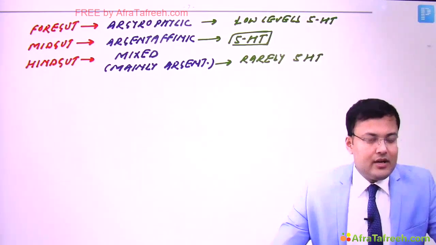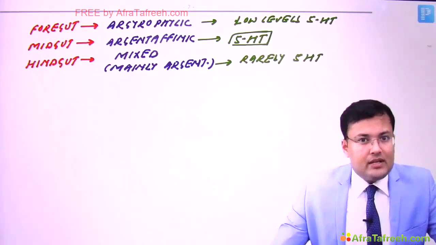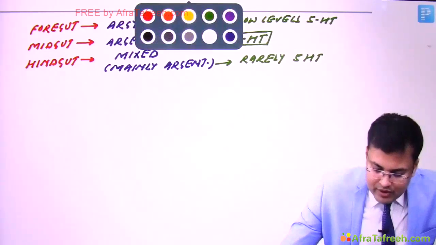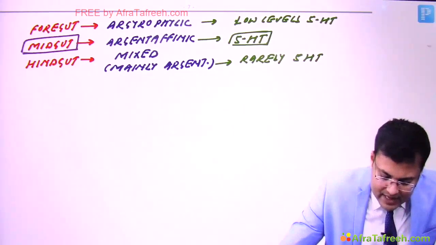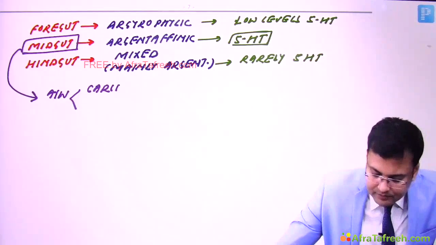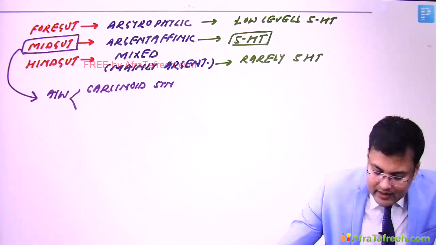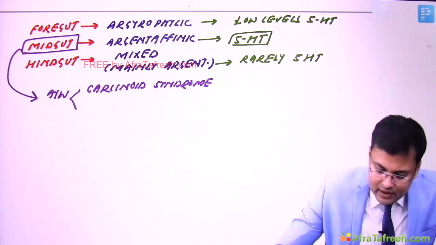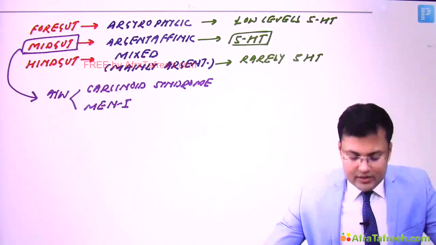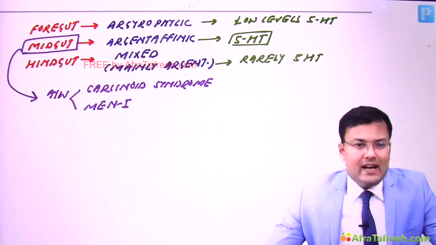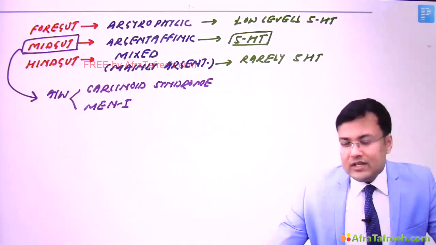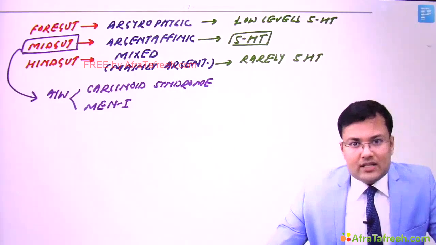Okay, so there is one question: out of foregut, midgut and hindgut carcinoid, which tumors are associated with carcinoid syndrome? It's the midgut carcinoid tumors which are associated with carcinoid syndrome. So there are two important points related to midgut carcinoids: first, carcinoid syndrome, and it's also associated with MEN1, multiple endocrine neoplasia 1. Foregut and hindgut carcinoids are rarely associated with carcinoid syndrome. We are going to discuss the pathophysiology so that you understand the concept of carcinoid tumors.